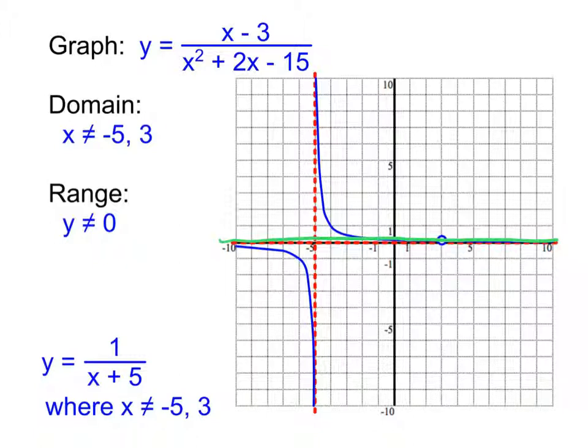Now how do we know where that is? You can actually take that hole value and plug it into your simplified equation. So if I plug the 3 in there, 1 over 3 plus 5 is 1 over 8. It equals 1/8.